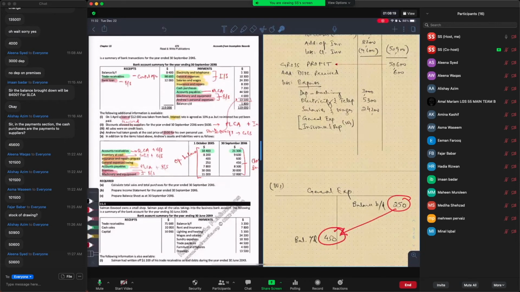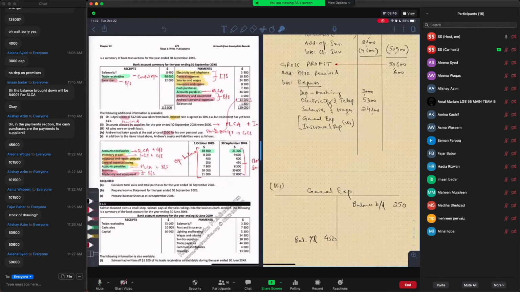Give me a green check if you understand the placing of these balances. Or if you don't understand, a red cross. So no red crosses here, no red crosses here. Good. Okay. Any other value given for general expenses?